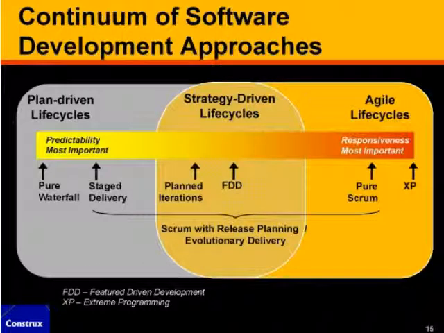Another way to think about approaches to Agile development is to look at software development approaches as a continuum. In this diagram, on the left side, we see an emphasis on plan-driven life cycles. That is where predictability is most important. There we have approaches like pure waterfall and staged delivery. On the right side of the diagram, we have the life cycles that are much more strongly associated with Agile, where responsiveness is most important. And here we have pure Scrum and extreme programming.